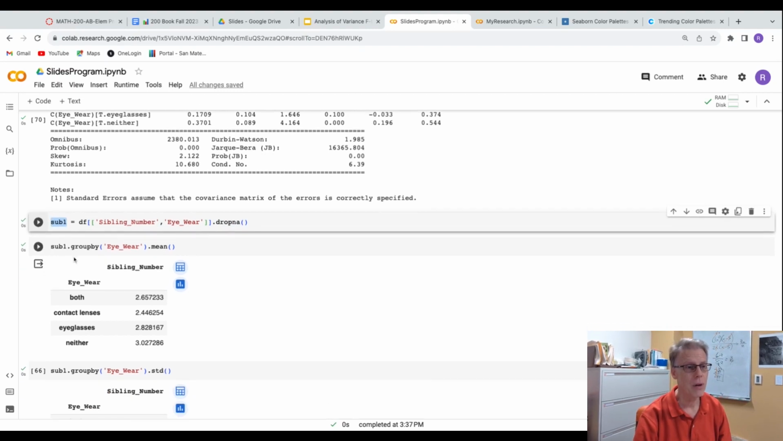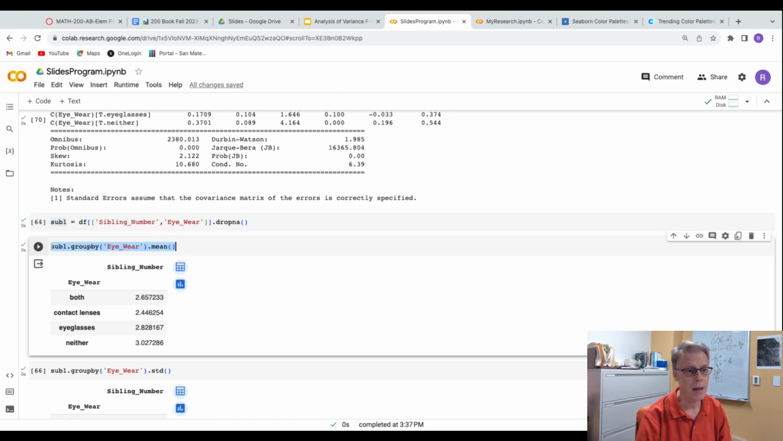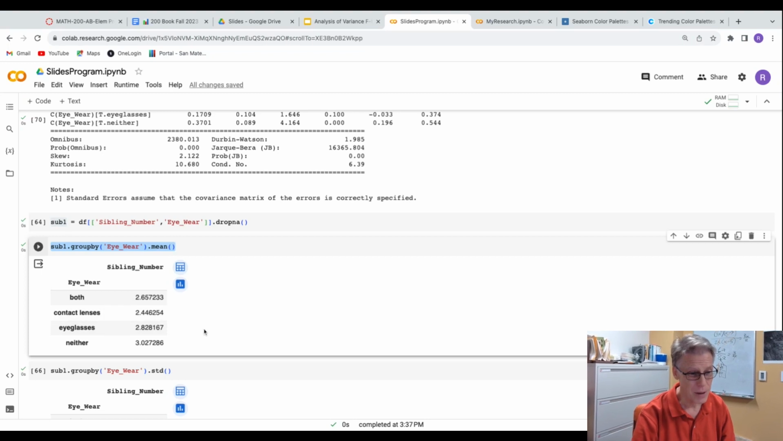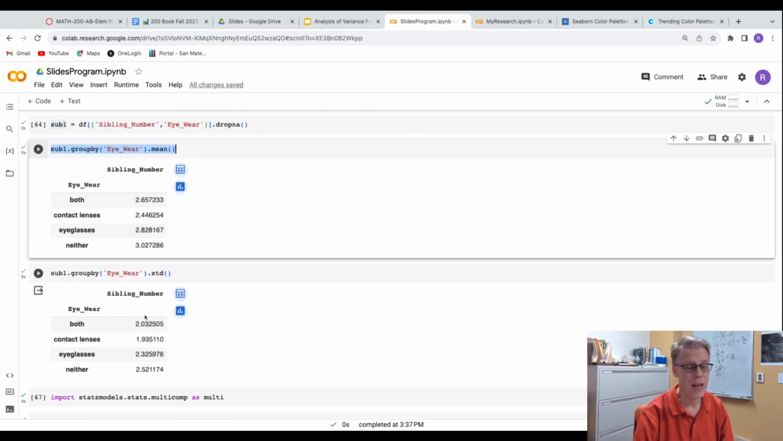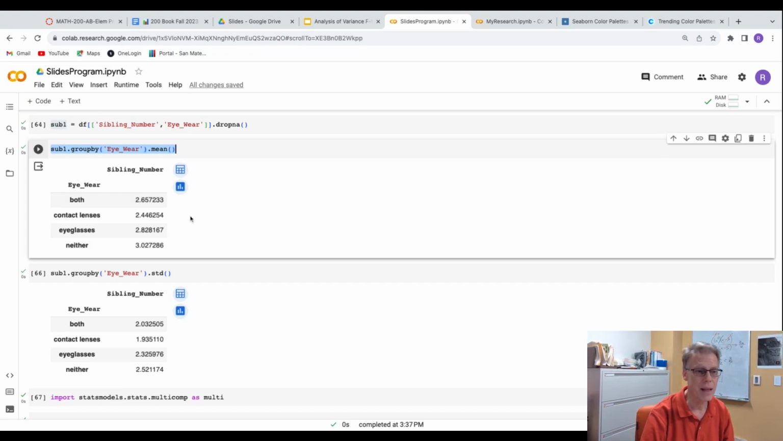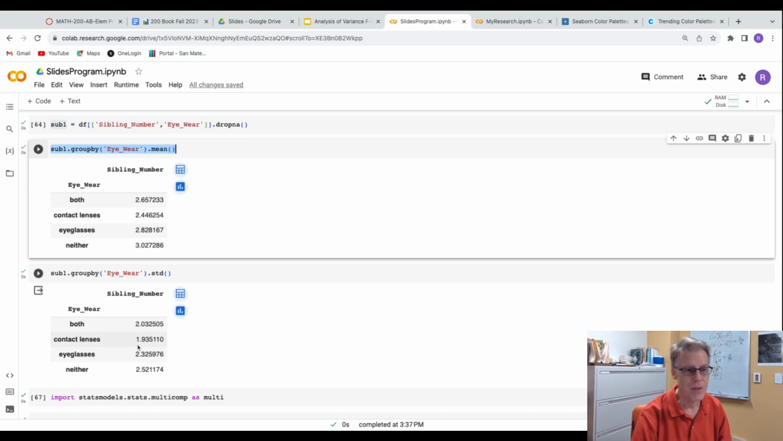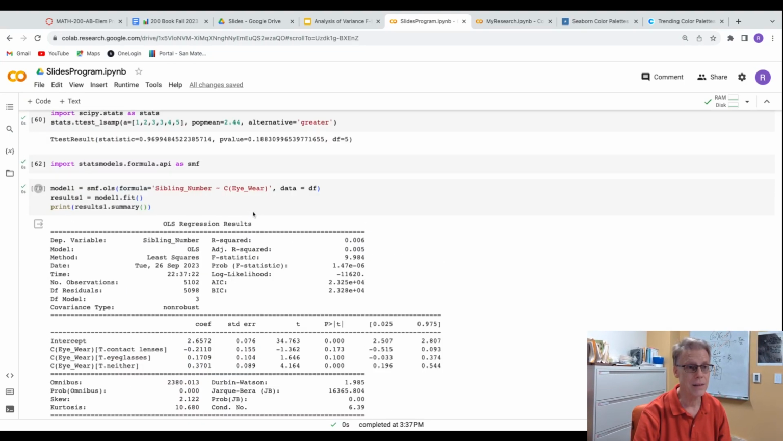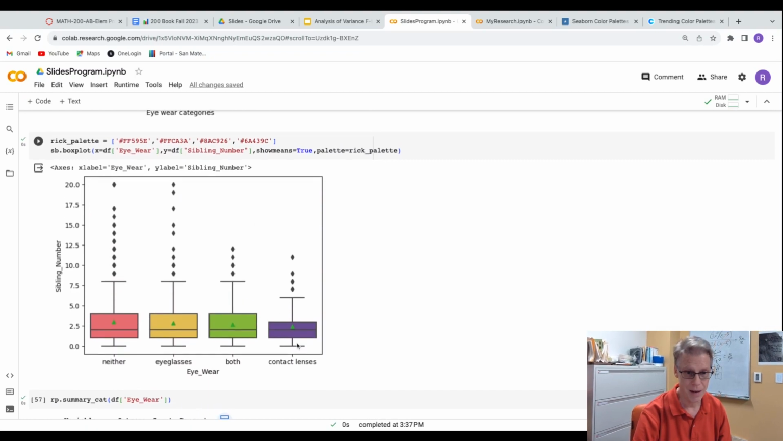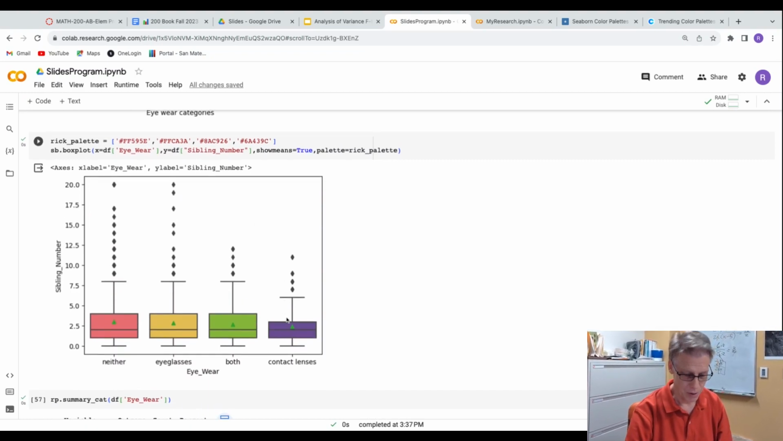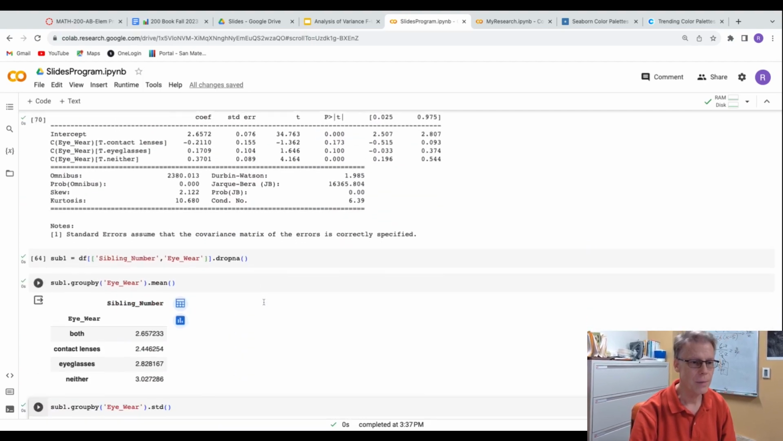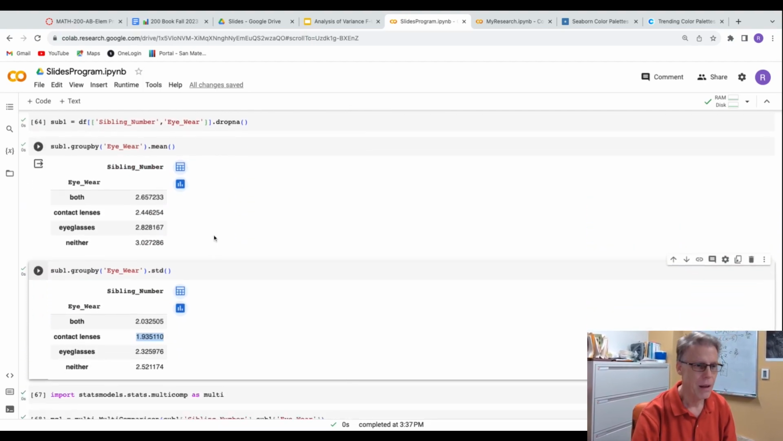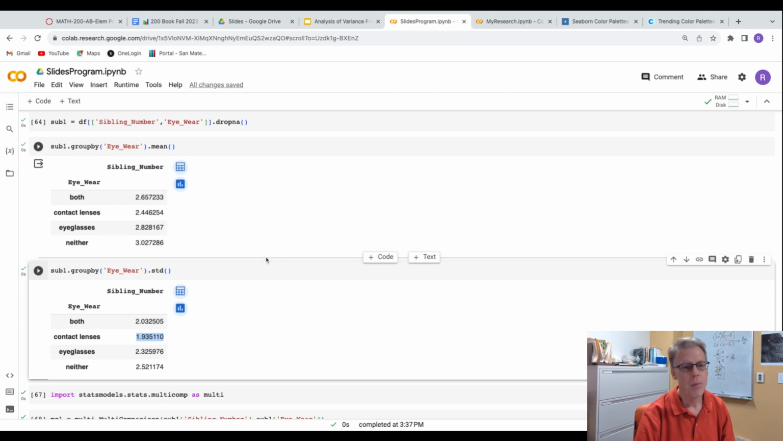Then what I can do is run a group by command to look at the mean sibling numbers, look at actual numbers, and then also their standard deviations. And this gives me a better sense of what the means are that are being compared and what the standard deviations are. Notice how low the standard deviation for contact lenses was, and we kind of noticed that in how spread out this was. So we're just getting a little bit more detail in what we're seeing.